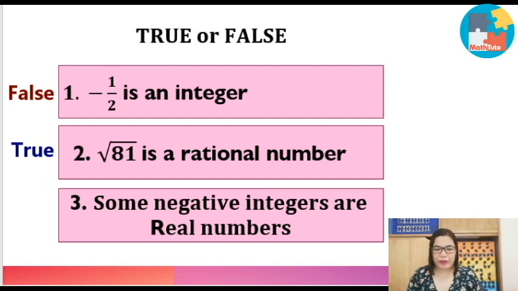Last, we have some negative integers are real numbers. Take note of the word some. If we translate the statement into Bisaya, it says that some negative integers are real numbers. But we know that negative integers are all real numbers. So because of the word some, this made statement number 3 false. Okay?